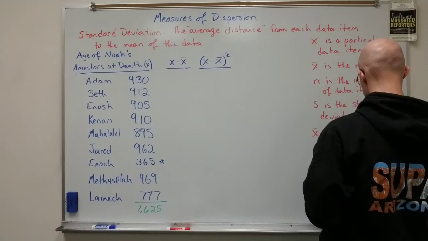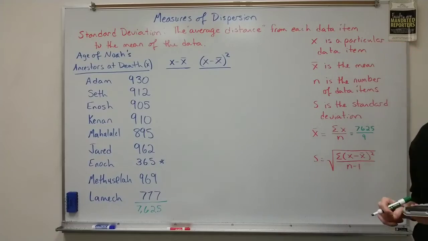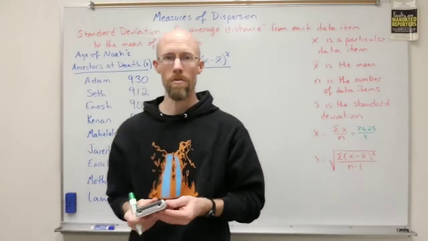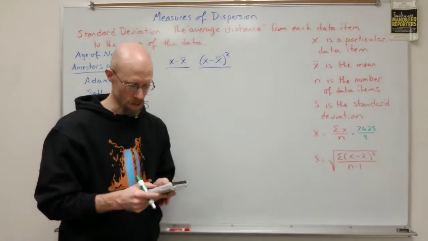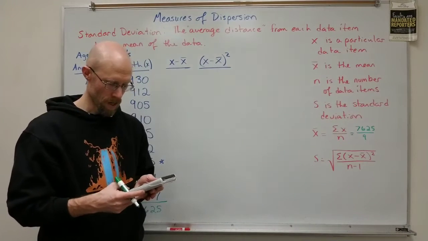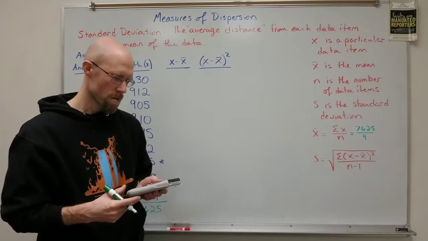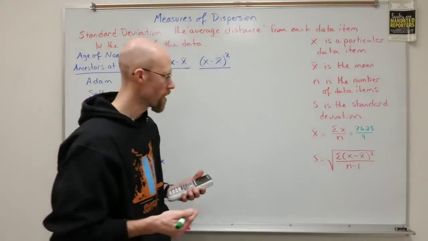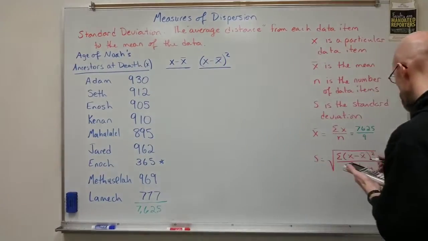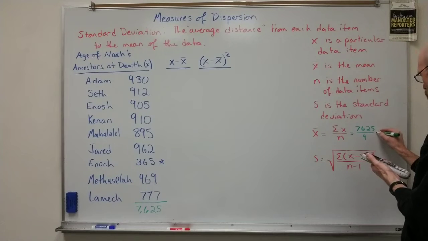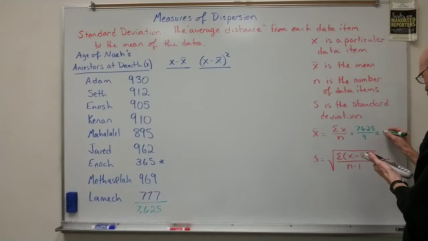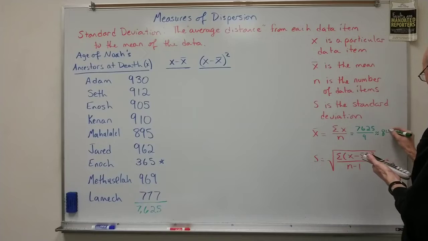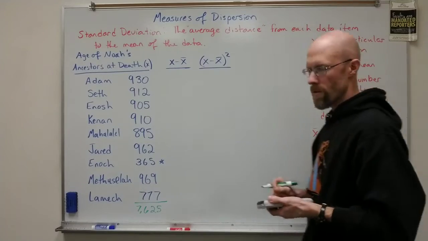7625, and of course I'm going to divide that by 9 because 9 is the number of data items we just looked at. Divide by 9, and that's a 847.2. It's a 2 repeated, which means it's 2 9ths. So I'm just going to approximate that. We'll just call it 847. I'm going to round it to the whole number.